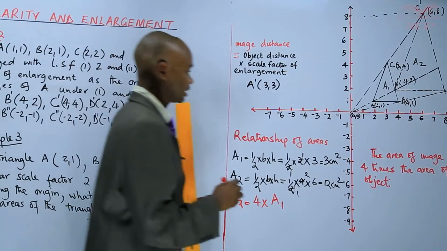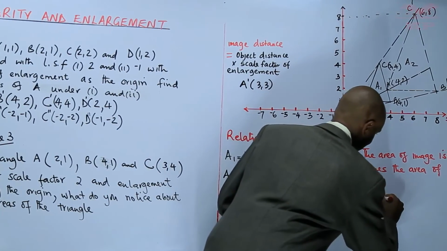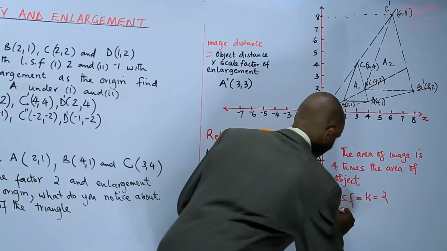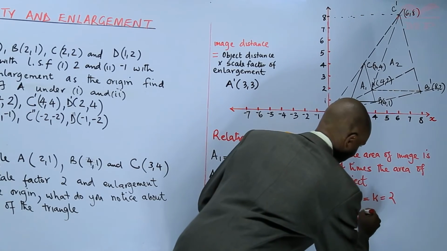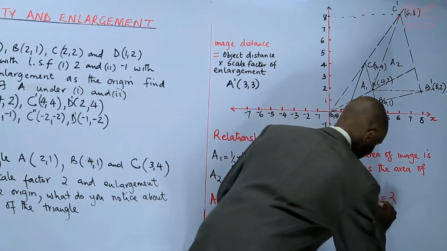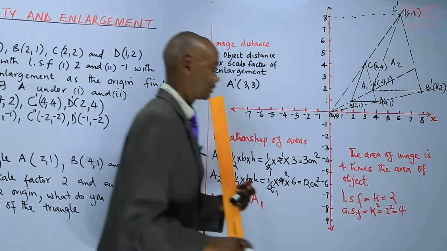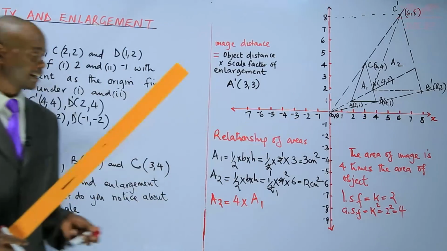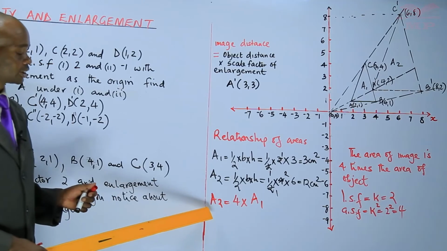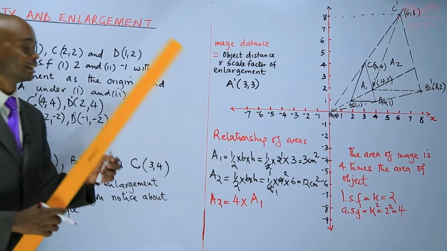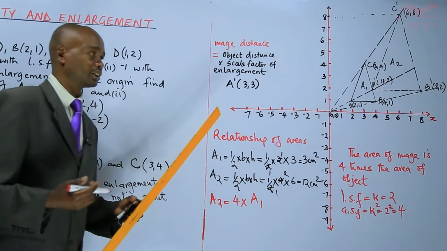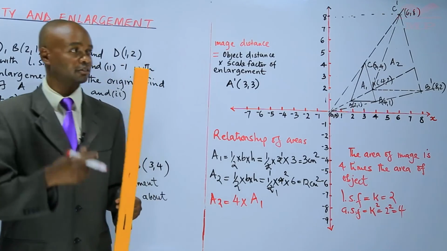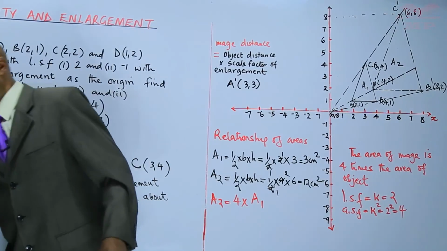Looking well, our linear scale factor, which is K, was given as 2. You'll discover that the area scale factor is equal to K squared, which will be 2 squared. It is 4. We've actually proved it there. The area scale factor will be the linear scale factor squared. So our relationship there is area 2 is 4 times area 1. In any enlargement, if you are given a linear scale factor like 8, the area scale factor will be 8 squared, and so on. Given 7, it will be 7 squared.